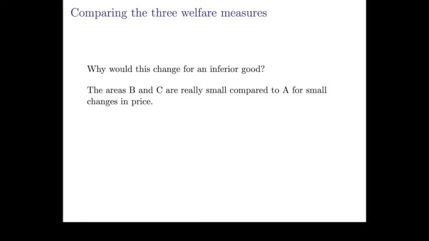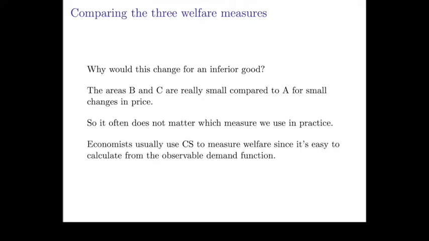In general, these areas B and C that we saw are going to be very small compared to A. So it often doesn't matter which of the three measures you use for practical purposes. Economists typically like to use consumer surplus because it's easy to calculate from observable data. Expenditure functions and utility functions aren't exactly observable, but demand functions are. So you can actually calculate a change in consumer surplus, whereas estimating the compensating or equivalent variation is trickier.